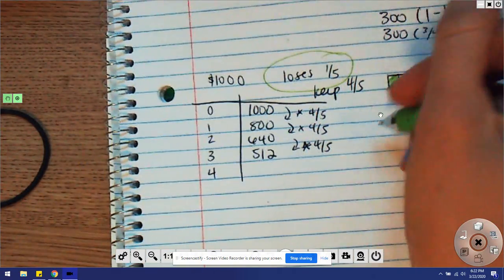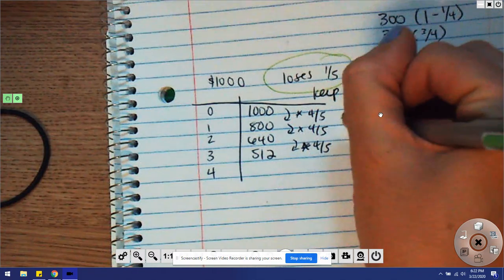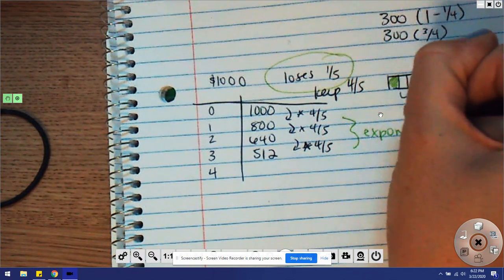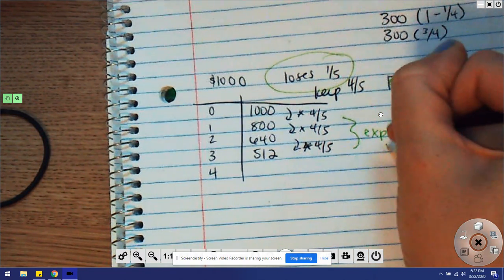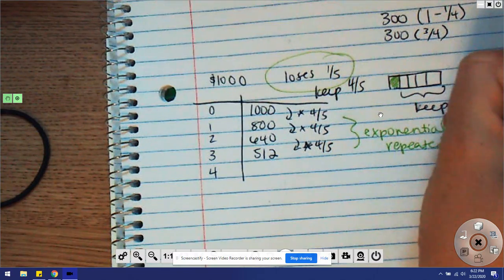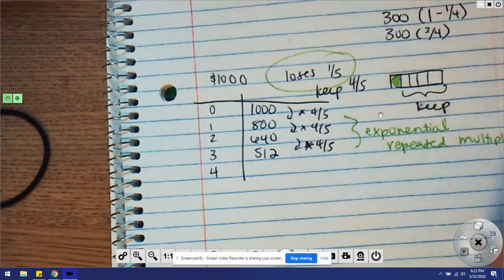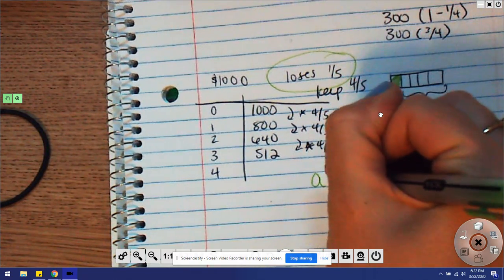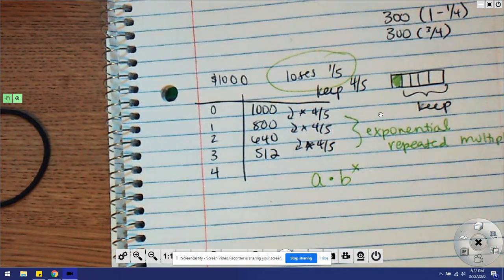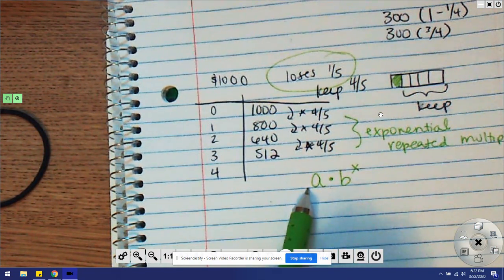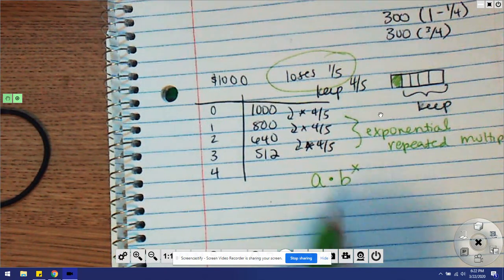So I'm going to start to annotate this table. This is an exponential because it is repeated multiplication. I know I need to use a times b to the x. So I ask myself, what is my a going to be?